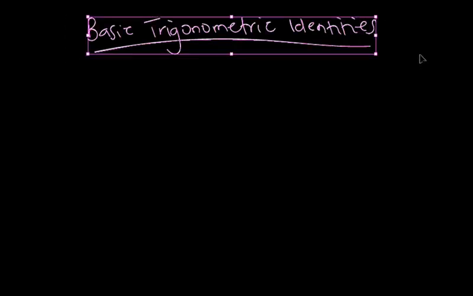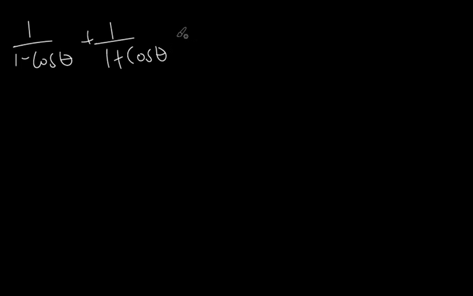So with this basic introduction to the trigonometric identities, let's go ahead and solve an example to actually appreciate what we are doing so far. The first one we have over here is to prove that 1 over (1 minus cos theta) plus 1 over (1 plus cos theta) is equal to 2 cosec squared theta.